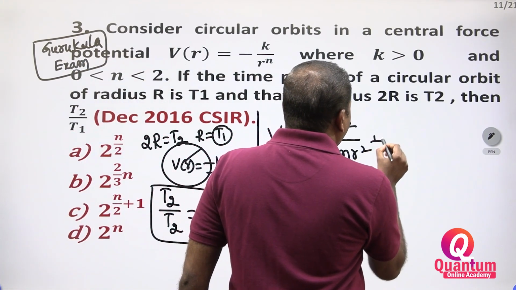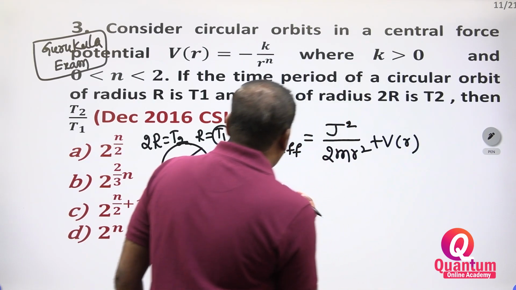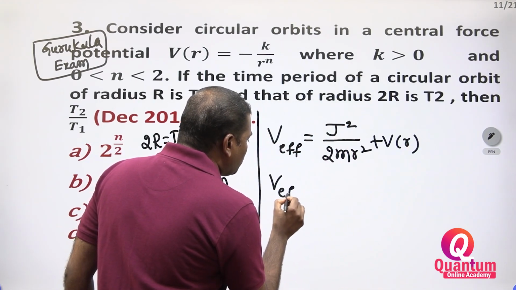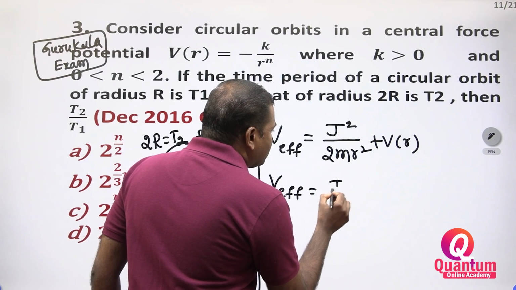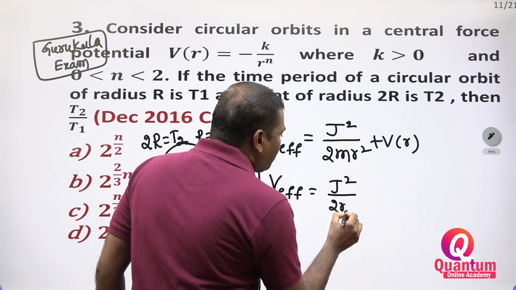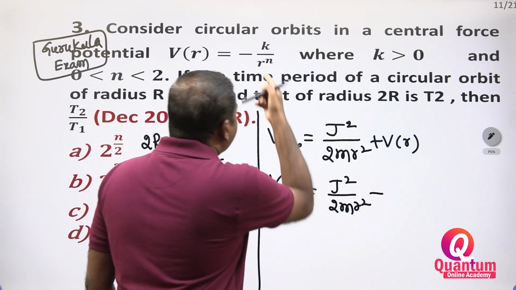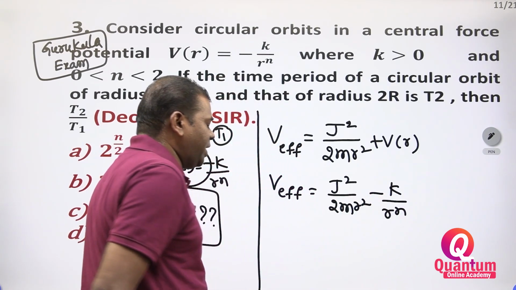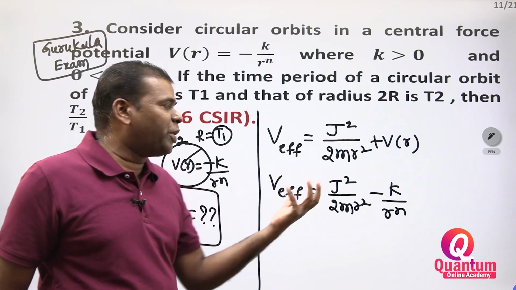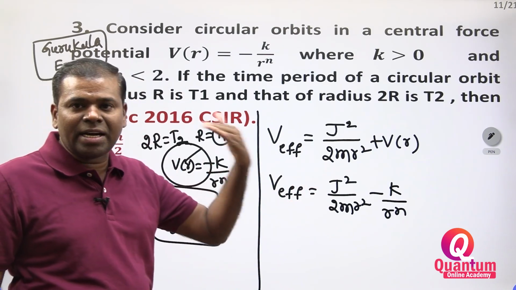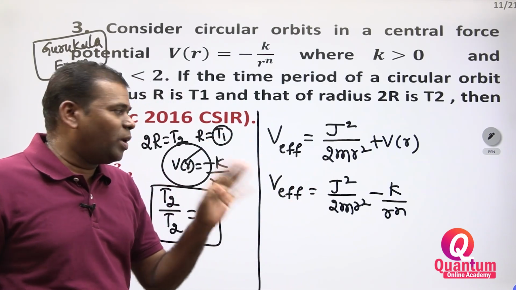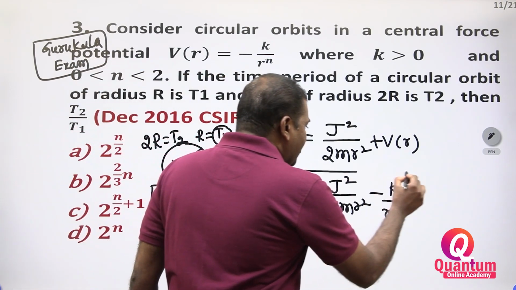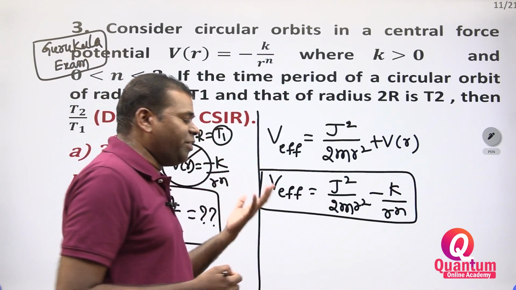What is the potential energy? Already they have given the potential energy. V effective is equal to J square by 2m r square minus K by r to the power of n. This is the effective potential energy under the central force in a circular path. This we know now.